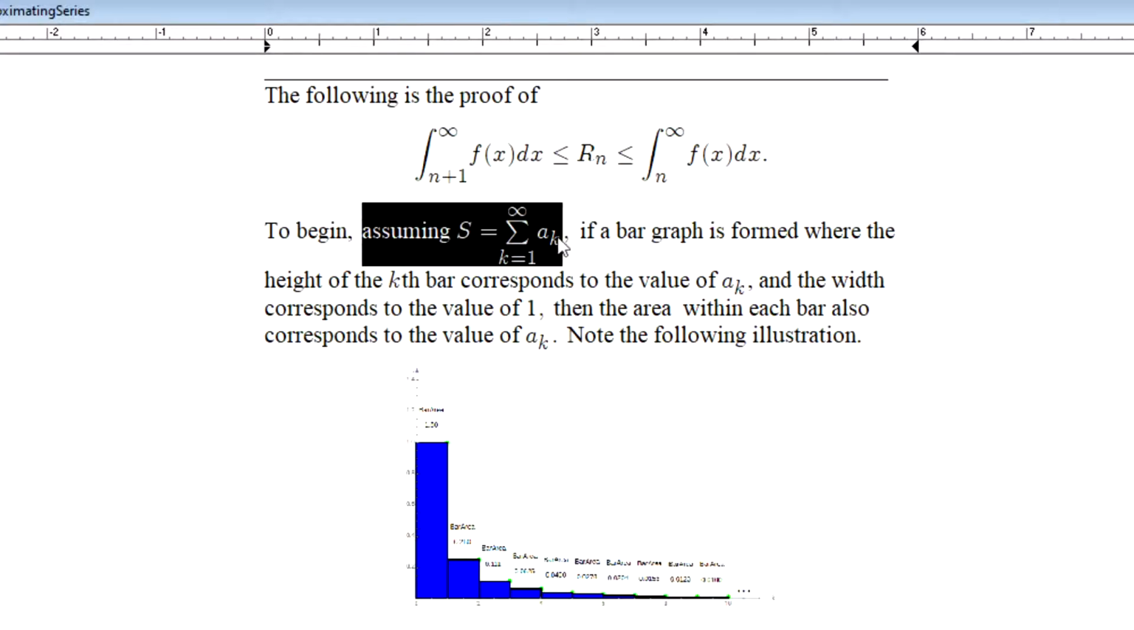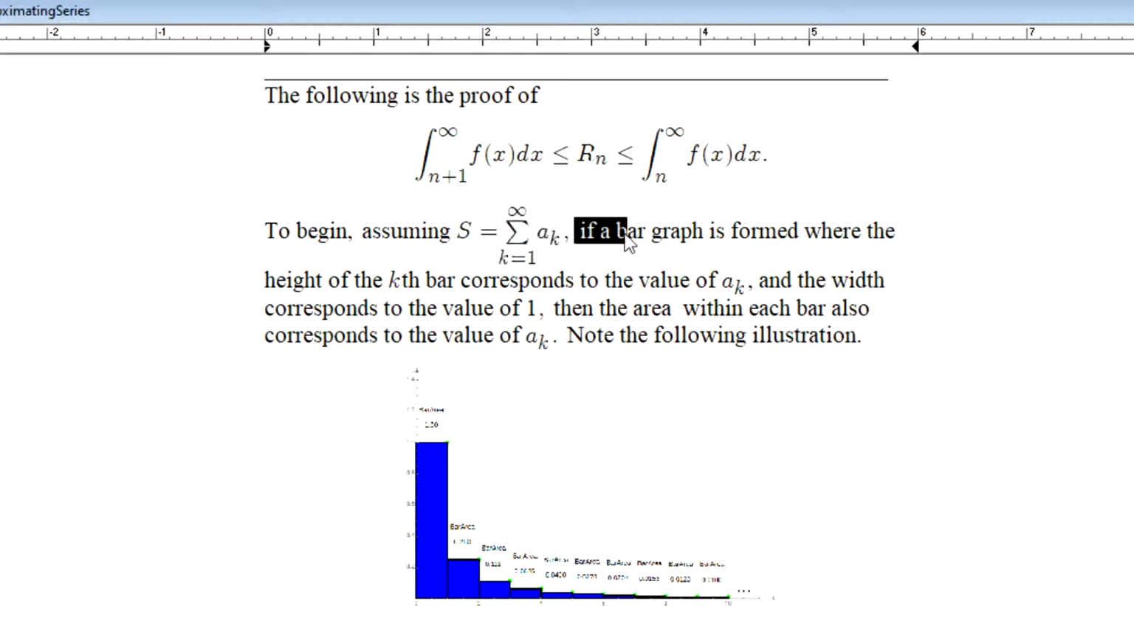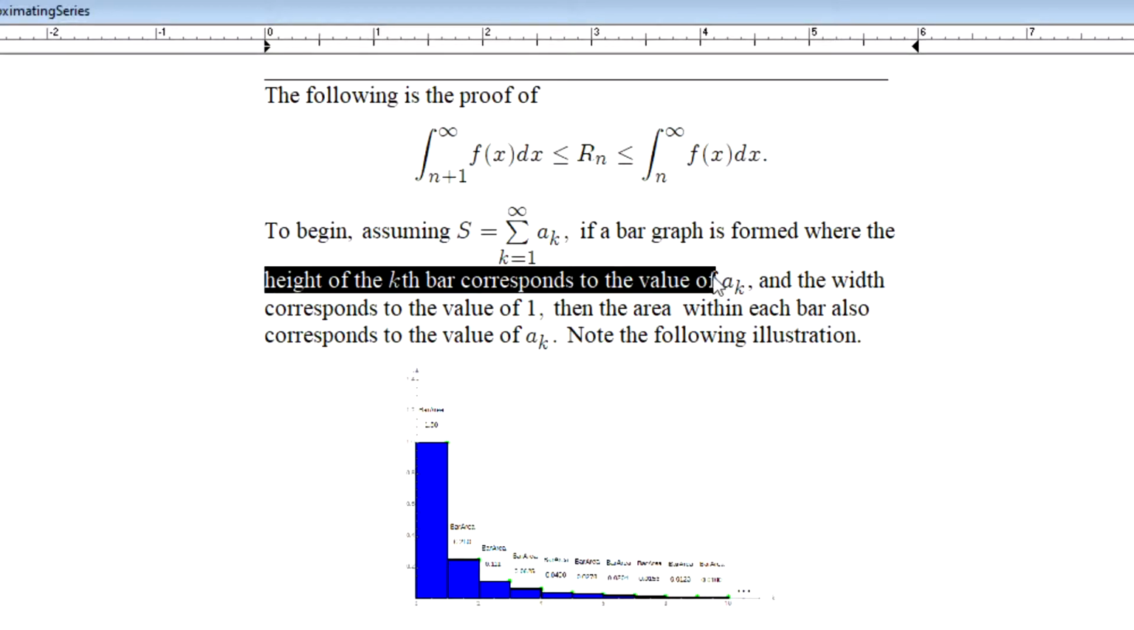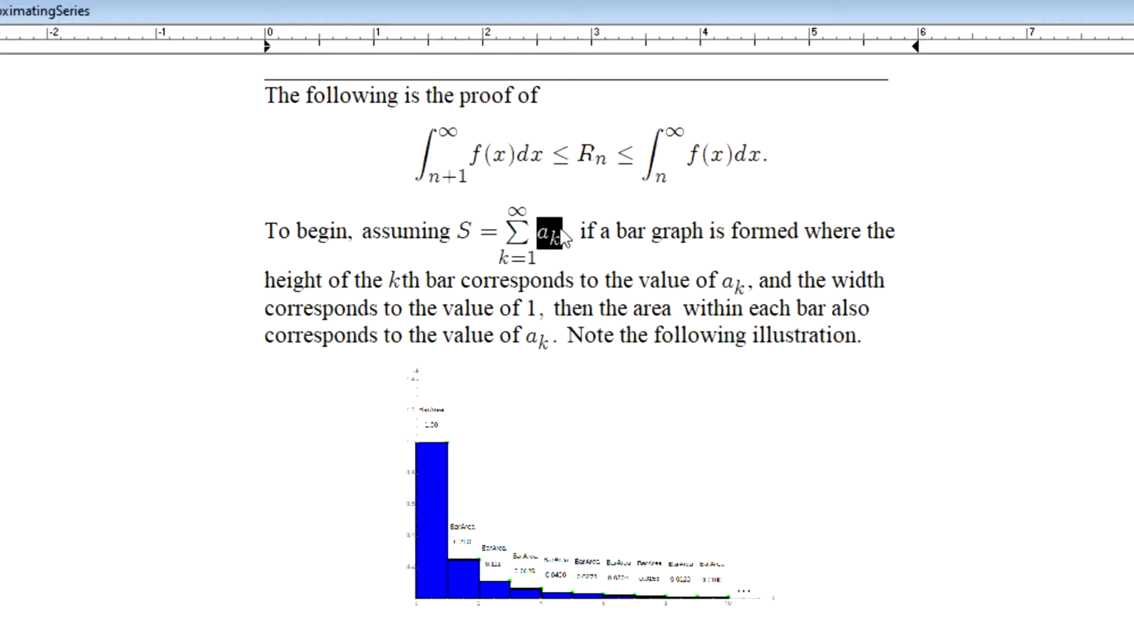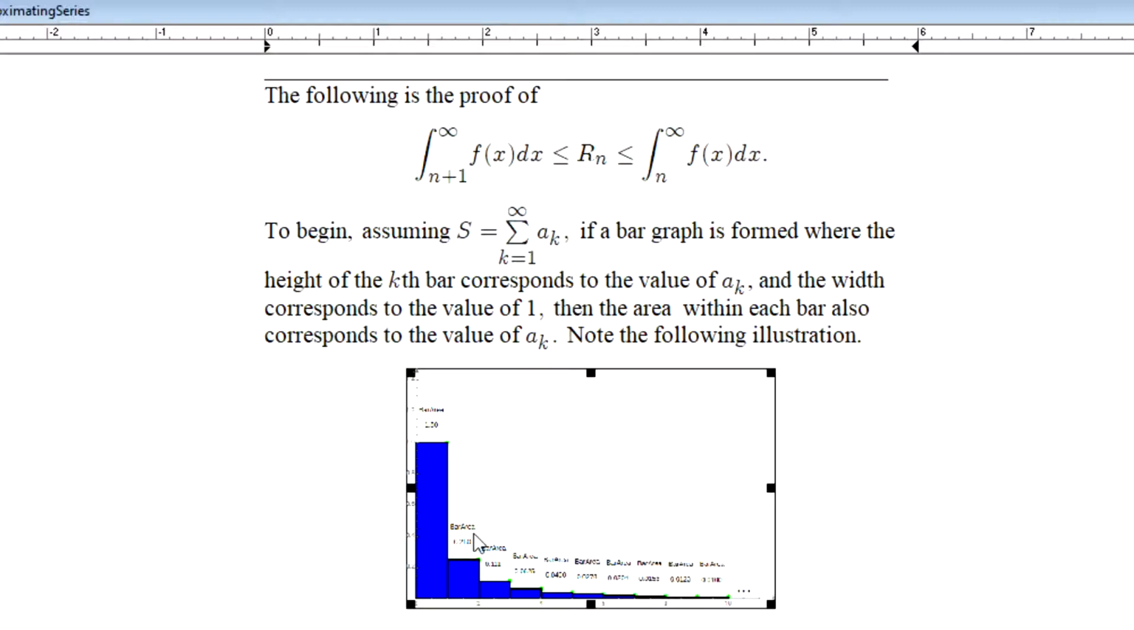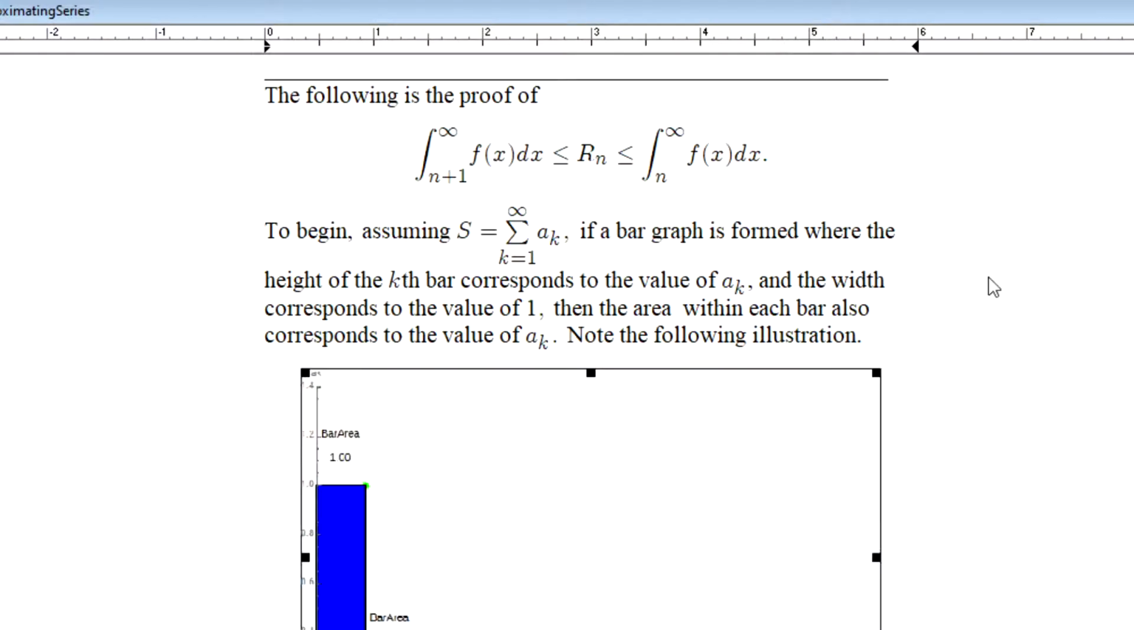To begin, assuming that s is equal to the summation from k equals 1 to infinity of a sub k, if a bar graph is formed where the height of the kth bar corresponds to the value of a sub k, and the width of the kth bar corresponds to the value of 1, then the area within each bar is also going to correspond to the values of a sub k.